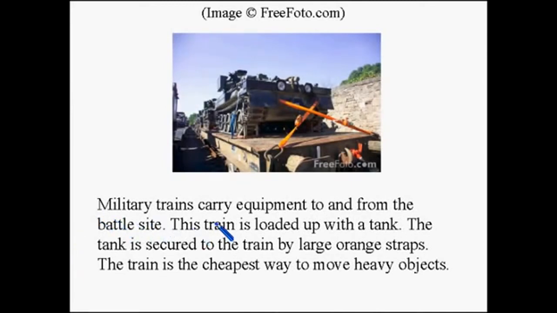Military trains carry equipment to and from the battle site. This train is loaded up with a tank. The tank is secured to the train by large orange straps. The train is the cheapest way to move heavy objects.